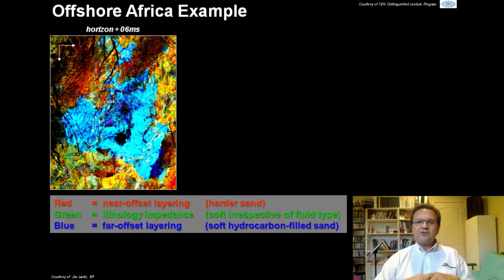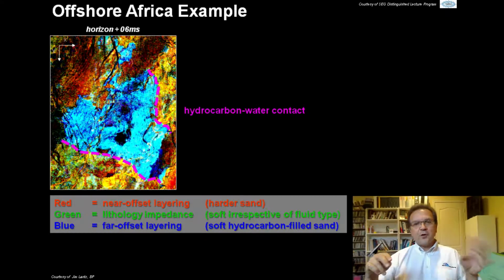At the horizon plus 6 millisecond mid-sheet sand level, the transition from blue to yellow shows the spatial distribution of the hydrocarbon-water contact. One of the main takeaways here is that if you only had the far offset volume to work with, you may think that the sand body abruptly ends at the edge of the blue area, whereas in fact, the sand fairway continues towards the southwest and northeast, as indicated by the yellow color.